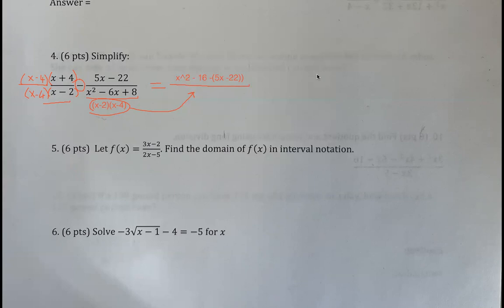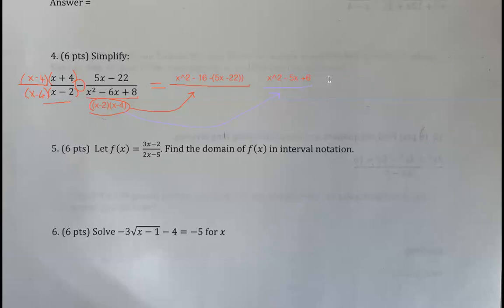Let's check. Let's change to purple color. So x squared, I don't have a like term. Negative 16, I do. Negative 16 minus 22 becomes negative 16 plus 22, right? So the numerator becomes x squared minus 5x minus 16 plus 22. That becomes plus 6. My denominator is still the same, still x minus 2, x minus 4.